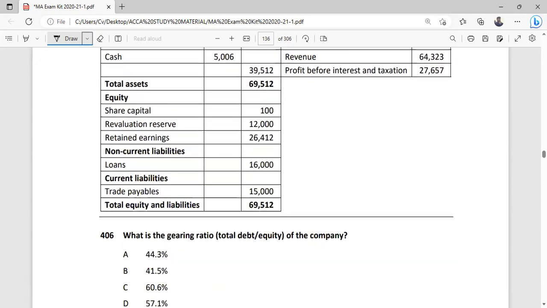Next one is, what is the gearing ratio, total debt divided by equity? Total debt basically here means long-term debt. So the long-term debt is 16,000. And what is the equity?